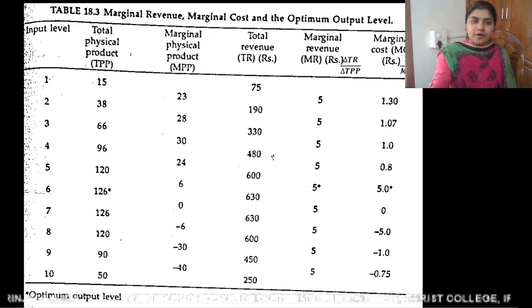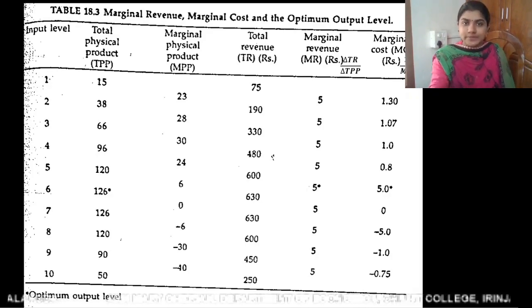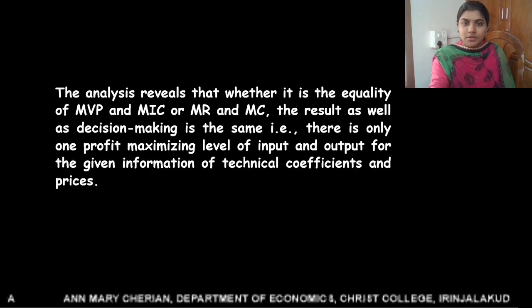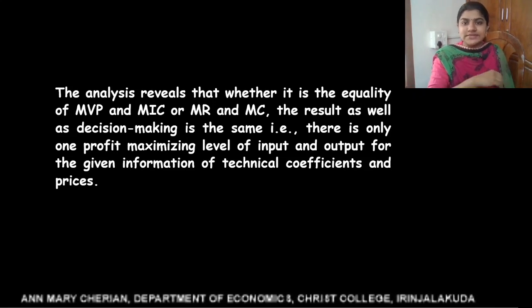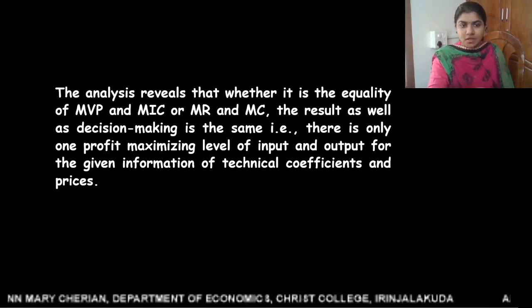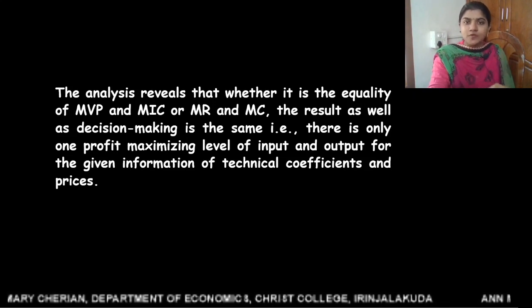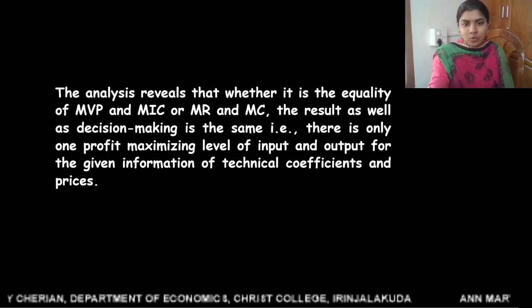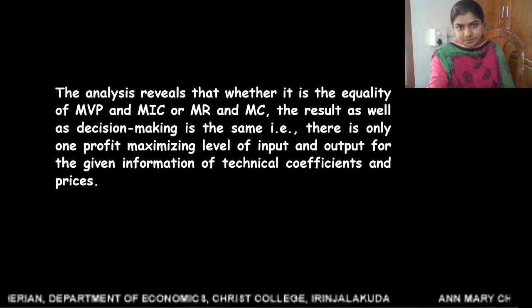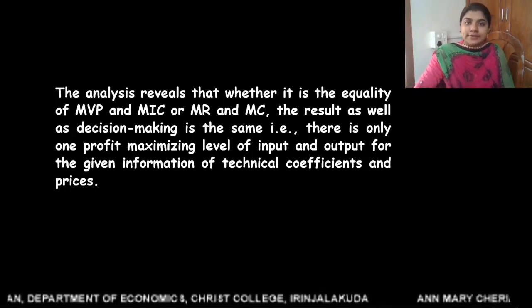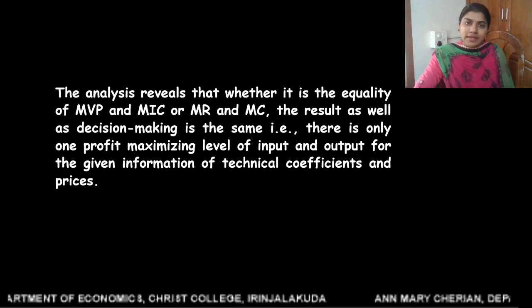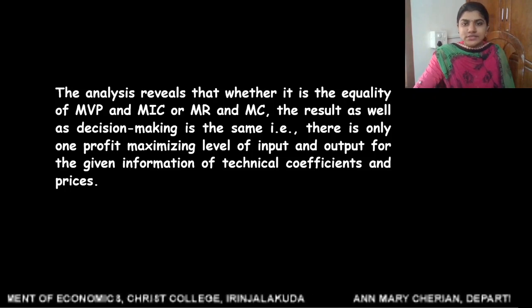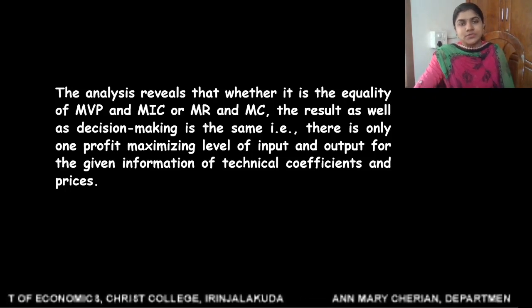So a farmer can calculate either the optimum level of output or the optimum level of input, because the result and the decision making will be the same in both cases. There is only one profit maximizing level of input and output for given information. So a factor product relationship is very essential for choosing the optimum level of output and optimum level of input.